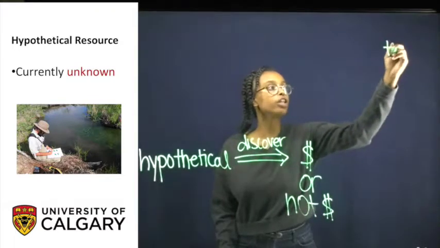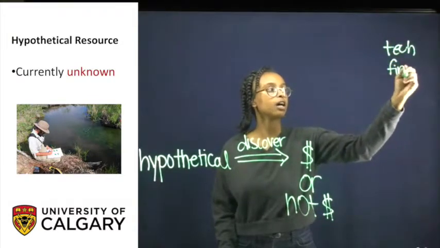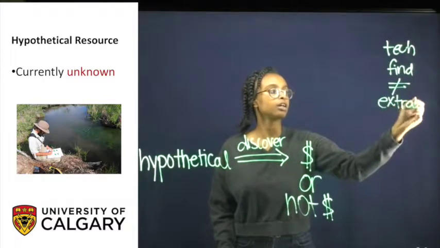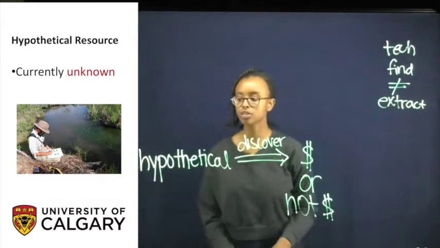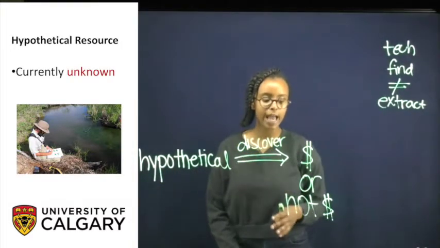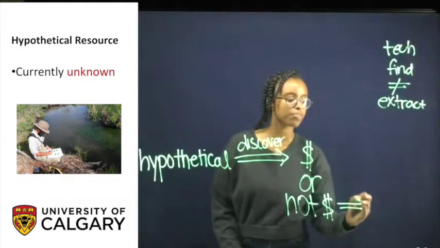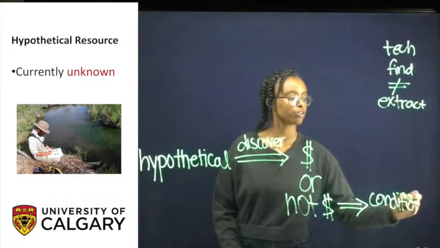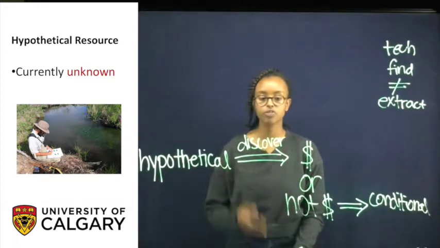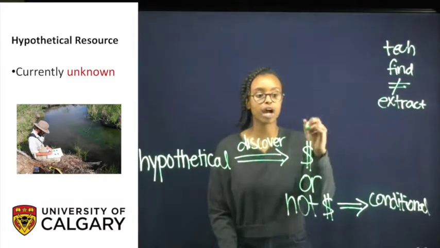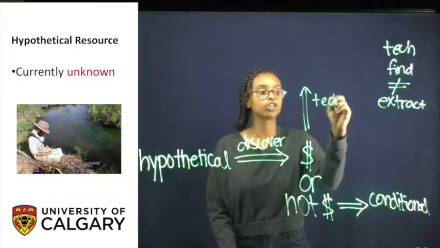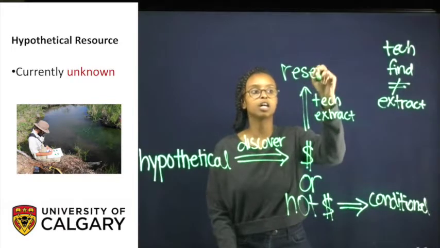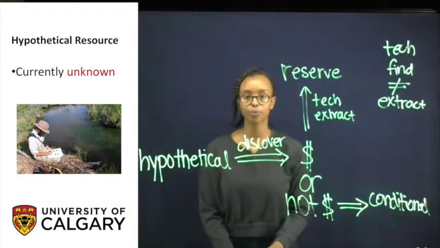Remember, the technology to find a natural resource is not the same as the ability and the technology to extract that resource. So once this hypothetical resource is found and we find out it's not economical, that becomes part of the conditional resource. However, if we discover it is economic to extract and we have the technology to extract it, that becomes part of the reserve now.